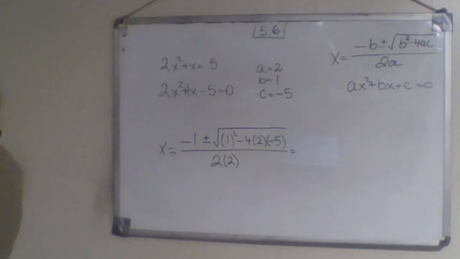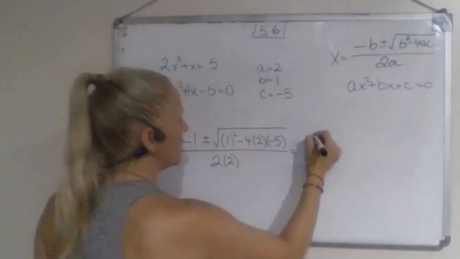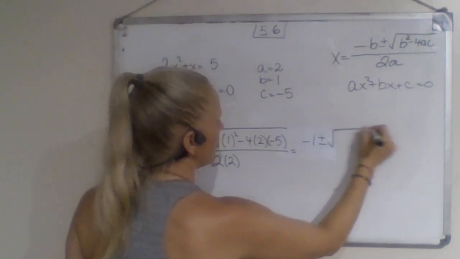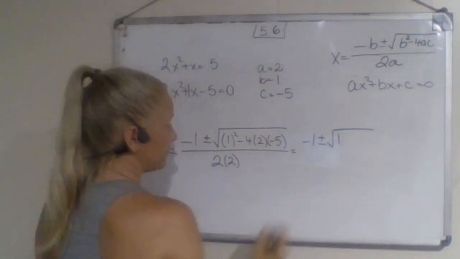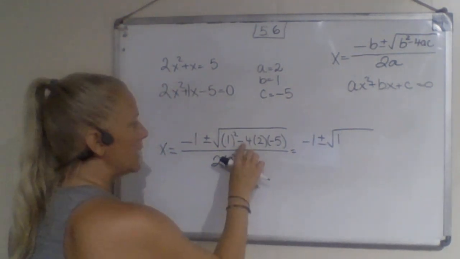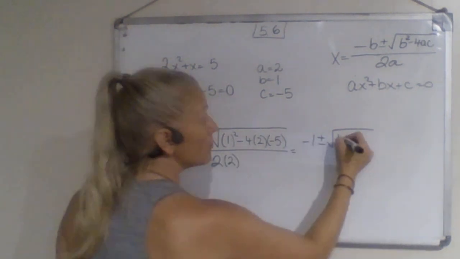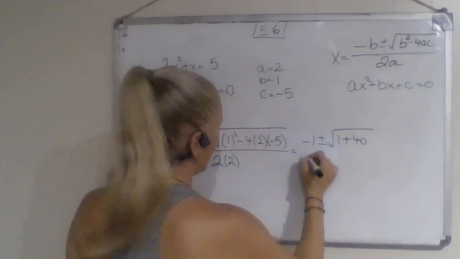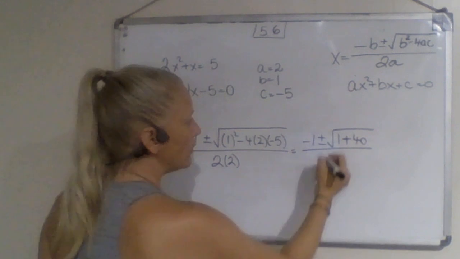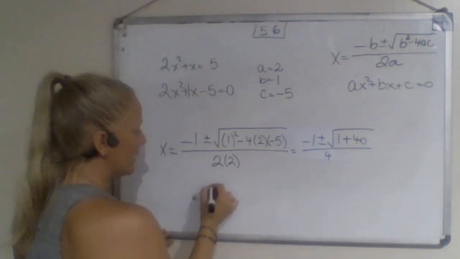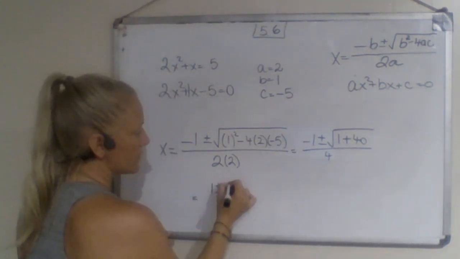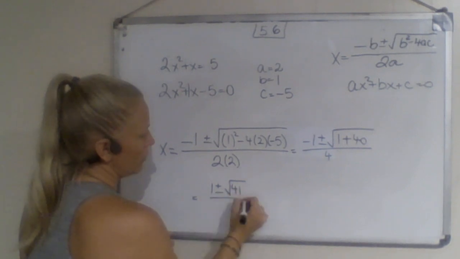And we get to do beautiful math here. This becomes negative 1 plus or minus the square root of 1, because 1 squared is 1, minus 4 times 2, negative 8, negative 8 times negative 5, positive 40, all over 2 times 2, which is 4. So this becomes negative 1 plus or minus the square root of 41 over 4.